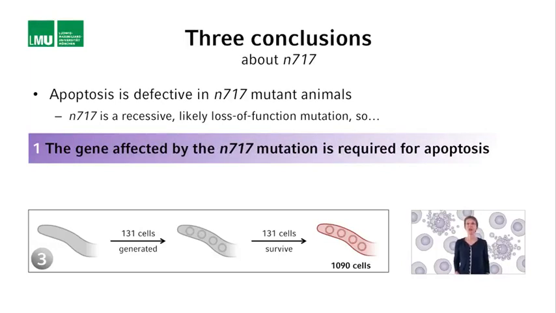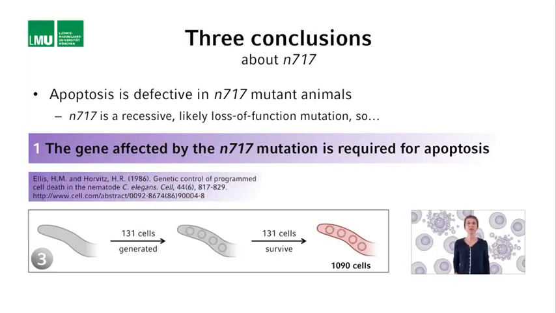Hilary Ellis had done the screen under the assumption that there might be genes required for apoptosis. At the time, in 1986, when the seminal work was published in the journal Cell, no such gene had been identified yet in any system. Their work proved that such genes exist, at least in C. elegans.